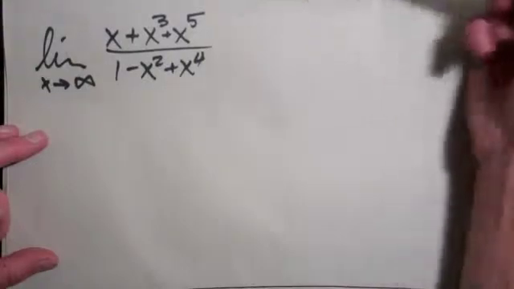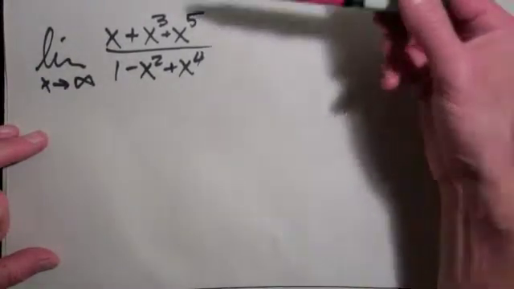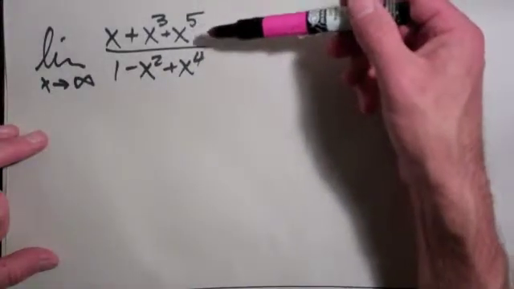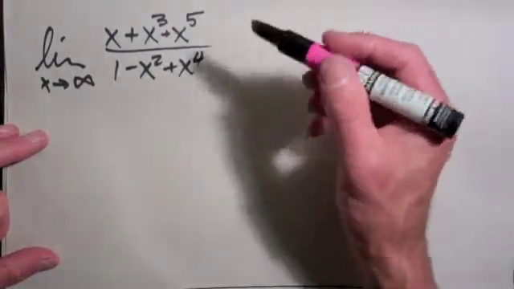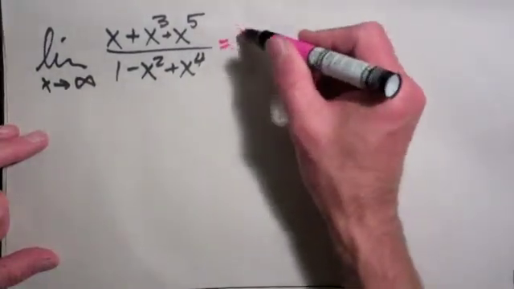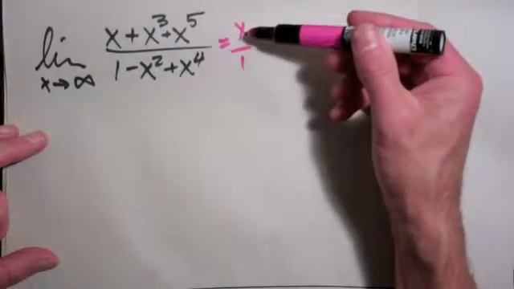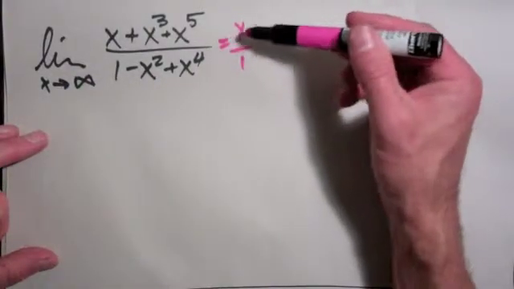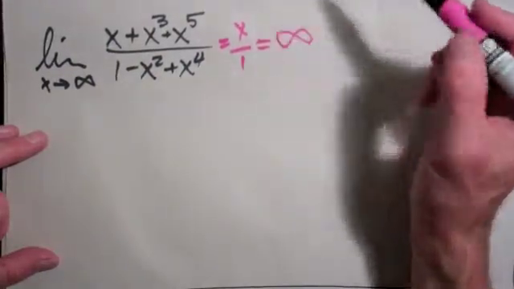Looking at this is a very easy one to eyeball. You just ask yourself, who's going to win, the top or the bottom? The highest degree in this case is going to win. 5 is bigger than 4, so you can ignore these basically and just cancel, and you wind up with something that's the same as x over 1 when you cancel 4 x's top and bottom. Well, what happens when x gets really, really big? Big over 1 is still super big, so this is going to go towards positive infinity.